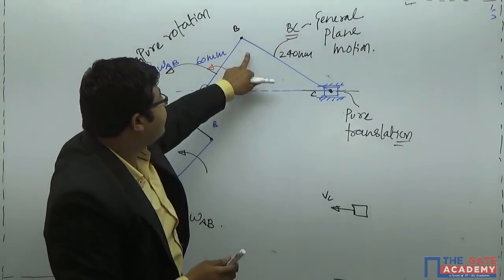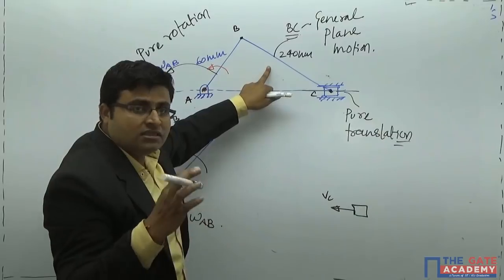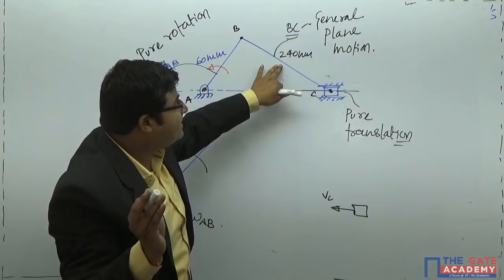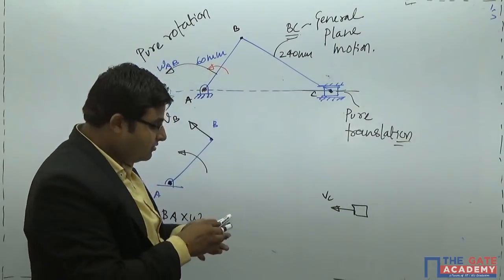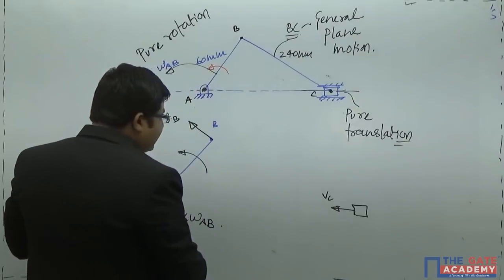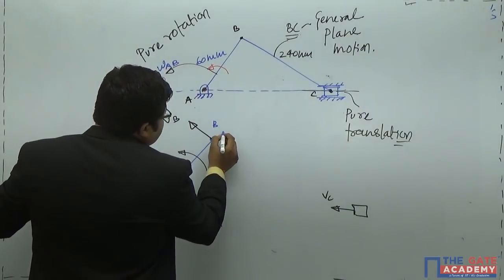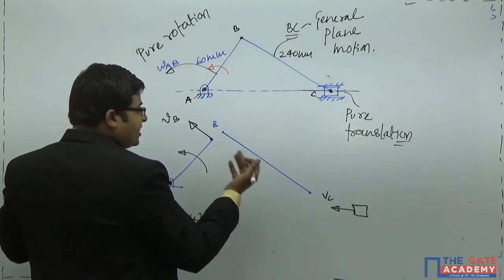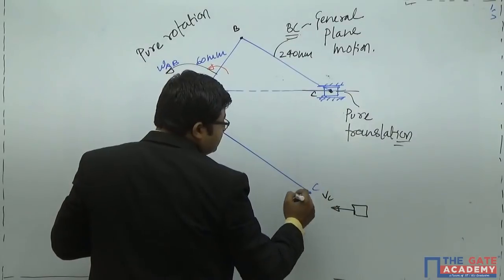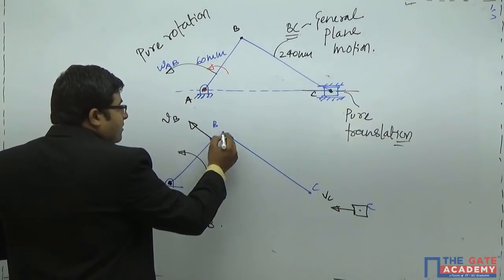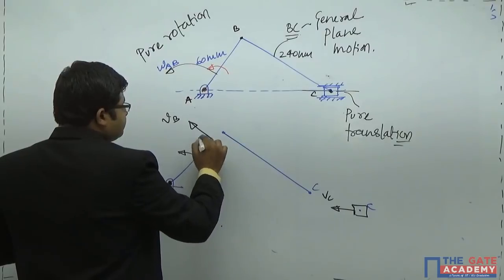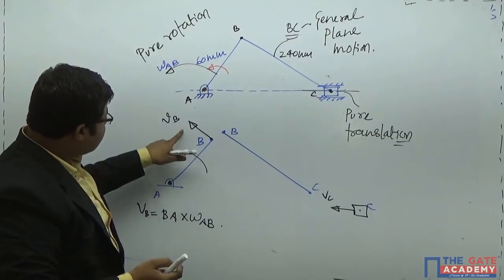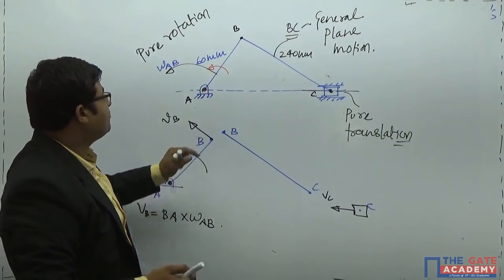Now we focus on this link, because in the question they will ask for the angular velocity of this link or the linear velocity of any point situated on this link also. So the link BC can be drawn like this. This is B and this is C. This is also C. Now the velocity at point B, you know it very well. This same velocity will be at this particular point also.